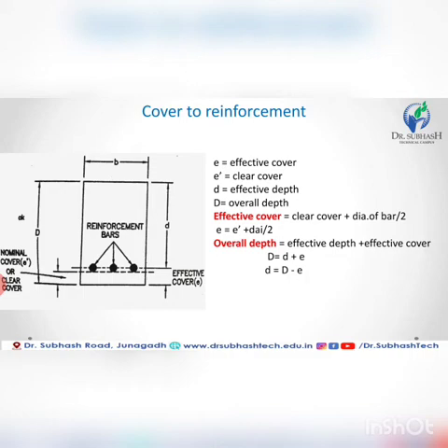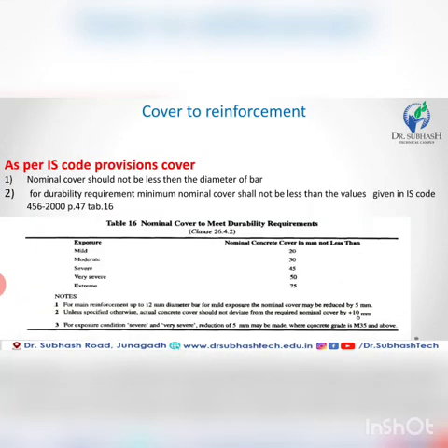Next, as per IS code provision IS 456-2000, nominal cover should not be less than the diameter of bar. Second, for durability requirement, minimum nominal cover shall not be less than the value given in IS 456, page number 47, table number 16, clause number 26.4.2.